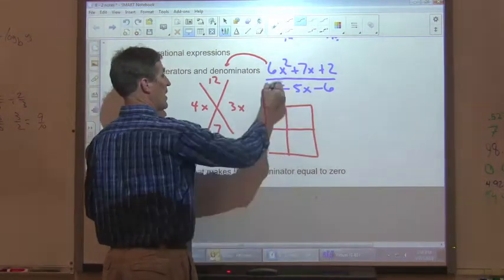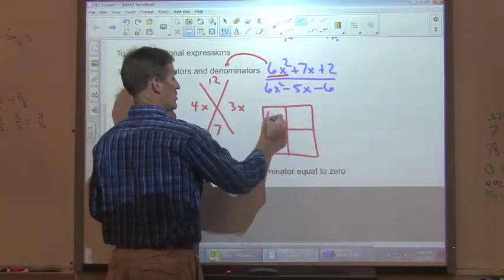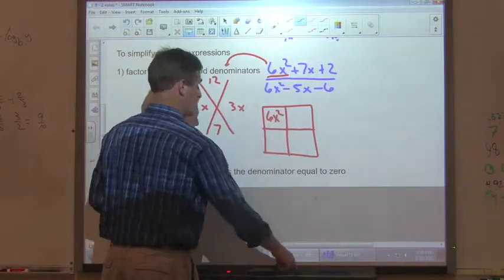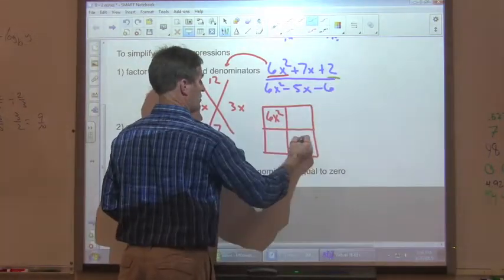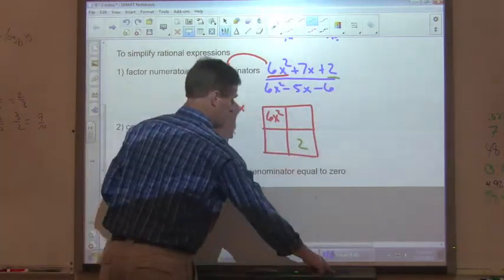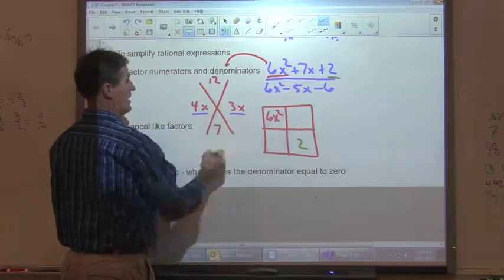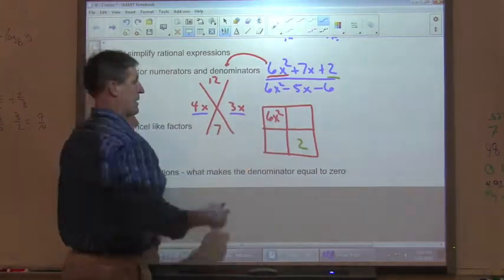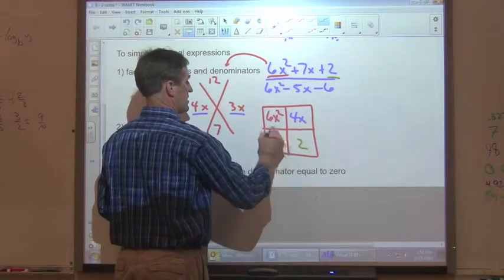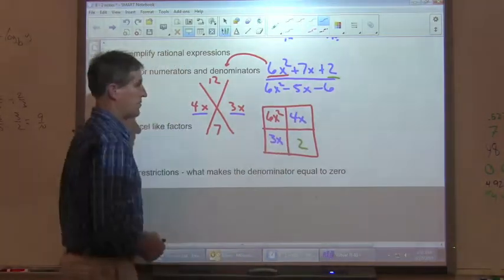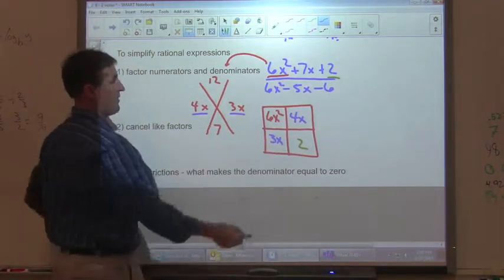So remember, when you build the box, there's your first term, 6x squared. Our last term goes in the last box. And then these fill either box, it doesn't make any difference. So I'm going to go 4x and 3x. And then we pull out the greatest common factor.